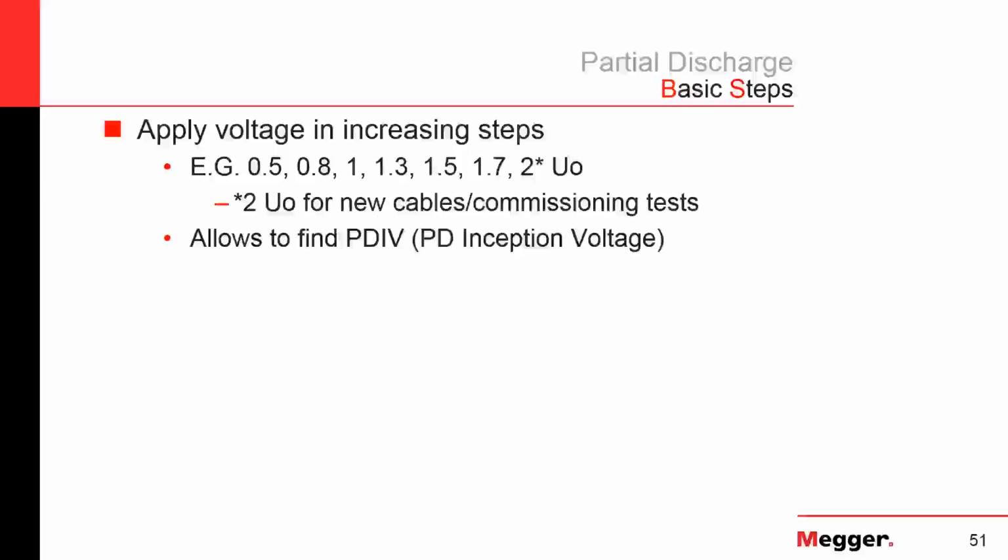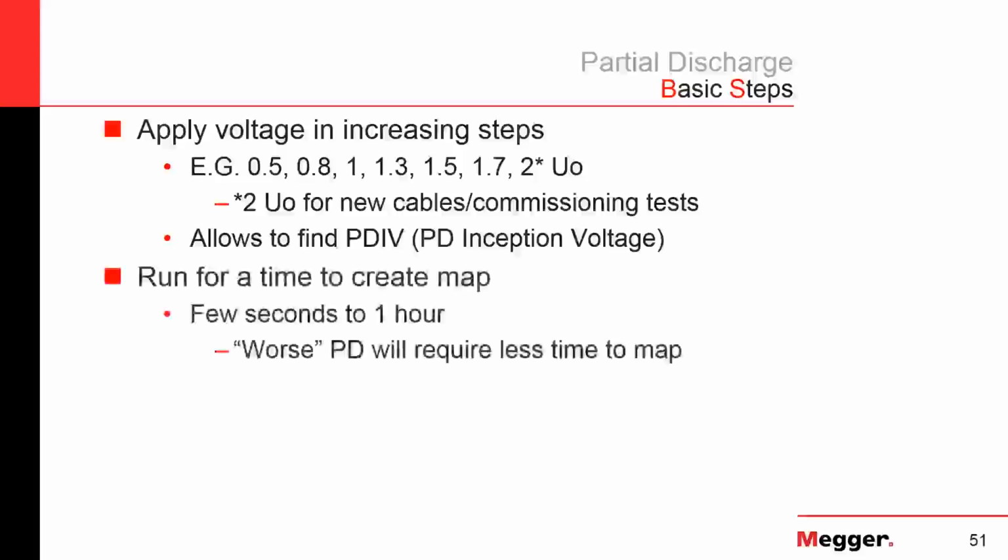So what are the basic steps then for doing a partial discharge test? You would start by applying the voltage in increasing steps. For example, half rated voltage, 0.8 rated voltage, 1.3 times rated, 1.5 times rated, 1.7, up to 2 times rated voltage. And we do that in logical steps that allow us to find the partial discharge inception voltage. And that's just the voltage at which partial discharge starts. And typically for aged cables, we like to go to 1.7 times rated. And for new cables, we like to go to 2 times rated.